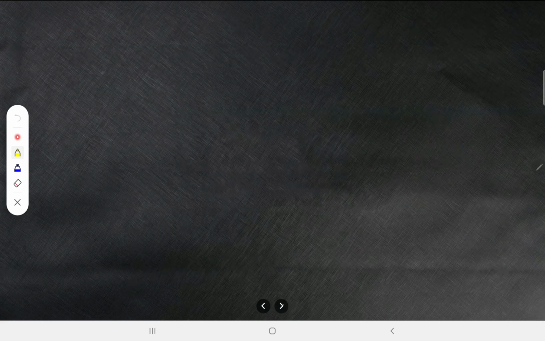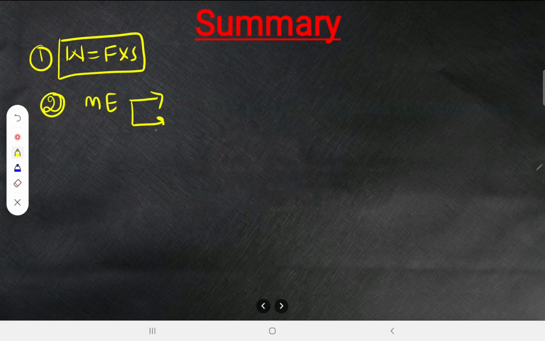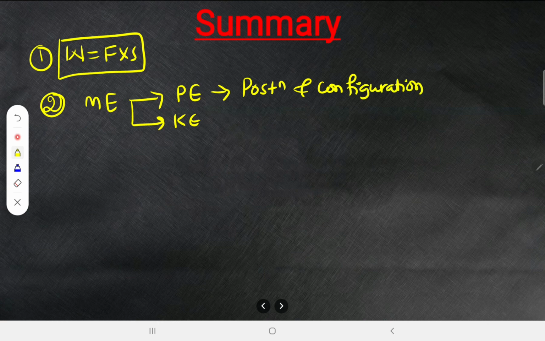Fine then. What is the summary of all the things? First thing, in the first video we have seen work is equal to force into displacement. There is no doubt in it. Now in the second video we have mechanical energy. Mechanical energy has two types. One is potential energy, another is kinetic energy. Potential energy is due to position and configuration. Configuration means how they are arranged. The spring is arranged in a particular way, right? The arrow and bow are arranged in a particular way, right? That is known as configuration. And kinetic energy is due to motion.